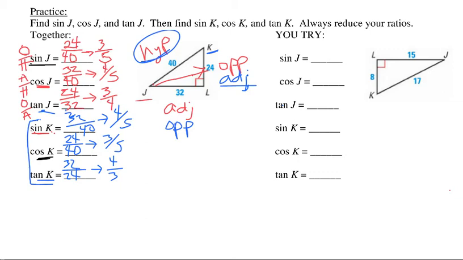Alright, so when you're checking your answers, this is what the first 3 answers should be. And they come from those adjacent, opposite, and hypotenuse sides. Remember, the sine is the opposite over hypotenuse, so that's where that comes from. The cosine is adjacent over hypotenuse. And then your tangent is opposite over adjacent.